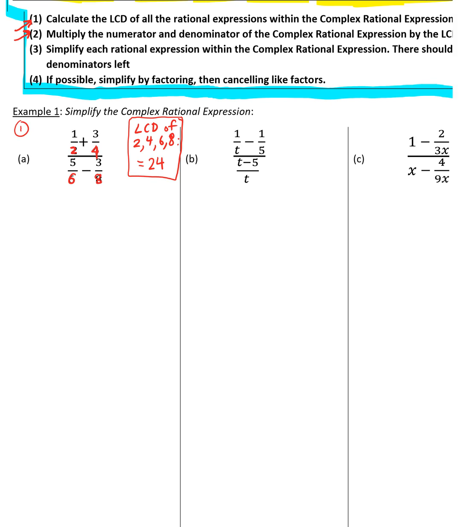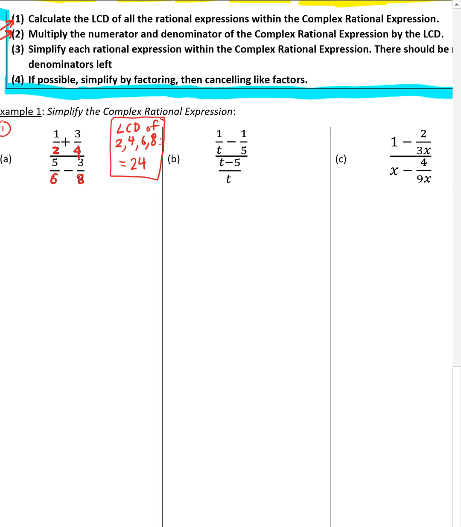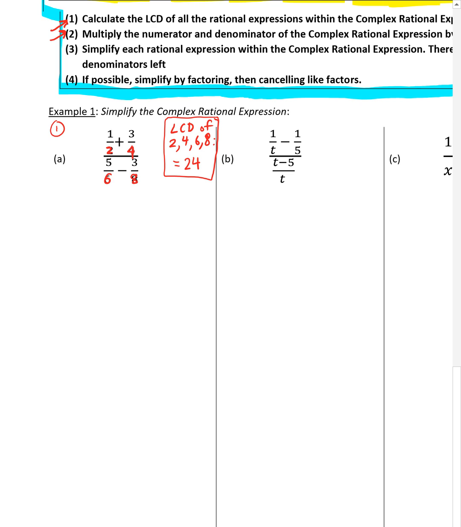Okay, is that all it says? Yeah, okay, and I think that's kind of confusing too, and it seems unnatural. But what they're saying is, I'm going to rewrite this so I have it written bigger. It's 1/2 plus 3/4, that whole thing over 5/6 minus 3/8. So they're talking about the numerator of the complex fraction. That's this big part, 1/2 plus 3/4. That entire thing is the numerator, and the denominator is this entire thing, 5/6 minus 3/8.